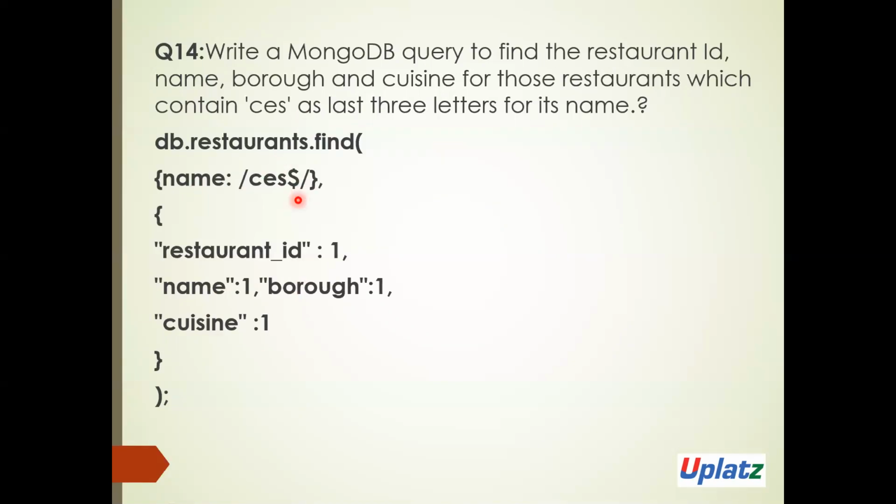If you are familiar with regular expressions in any programming language, everyone follows the same pattern. To find the starting letters we use the caret, and to find the ending letters we use the dollar. I have used that directly here and set all the field values to 1. So these fields will be displayed for the names ending with CES.